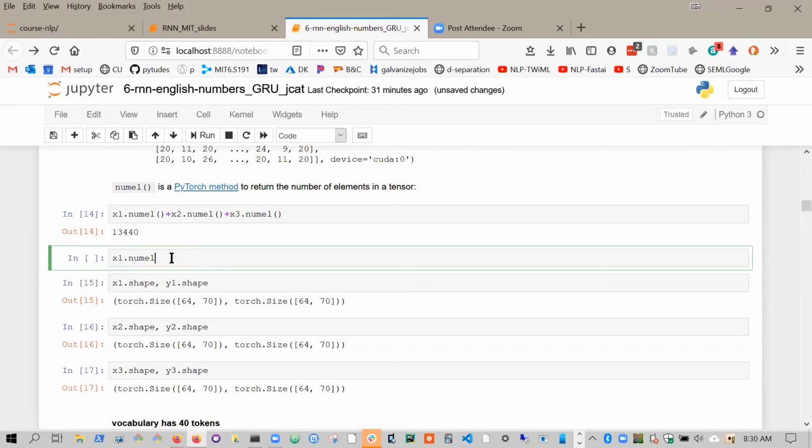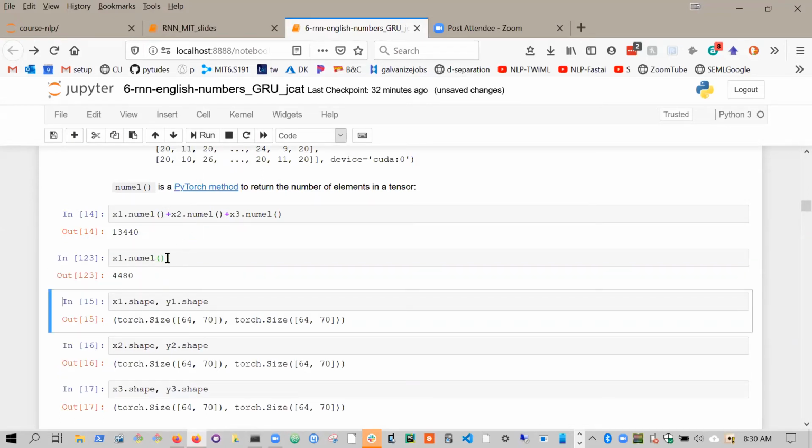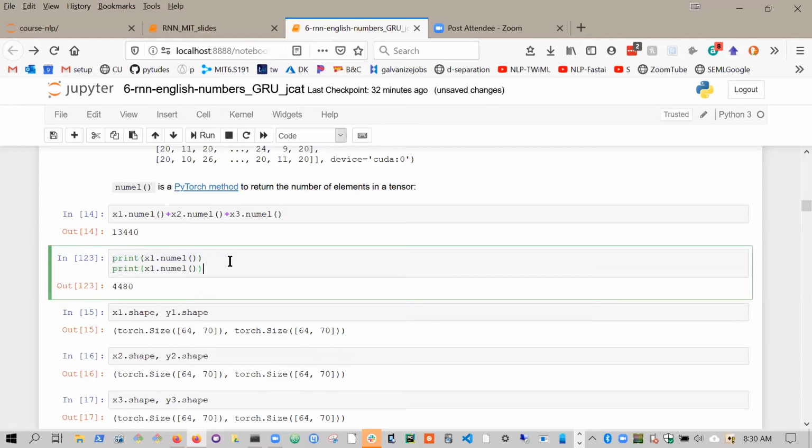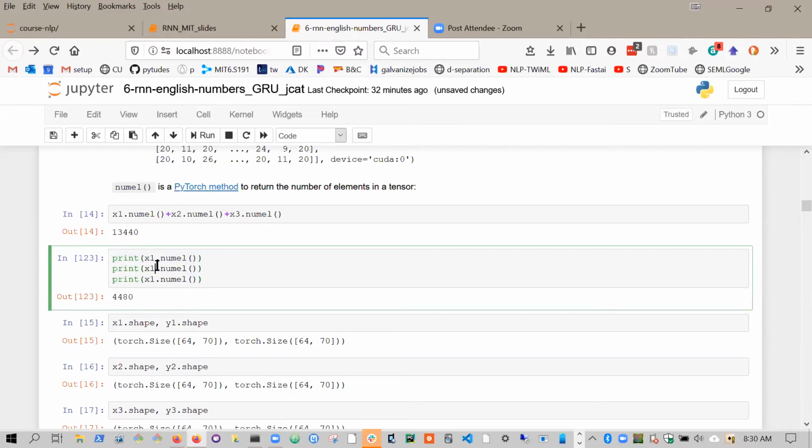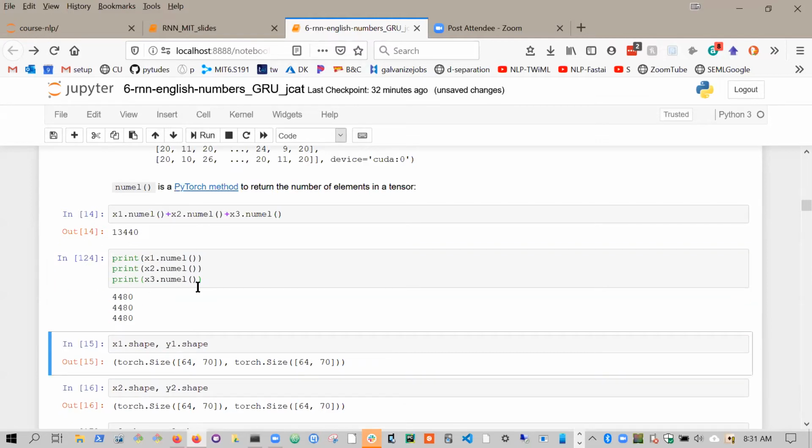X1.numel. Let's just see if they're all the same. That's 4480. Let's just see how long each one of them is. Numel is this method that just gets how many elements are in it, so it counts them up. So yeah, as Srinivas said, all of the batches are padded to make them the same length.